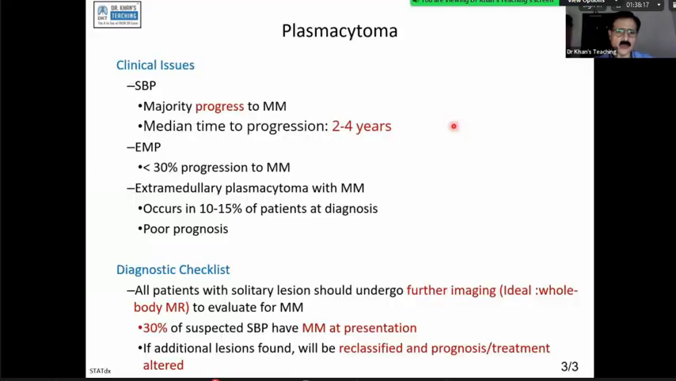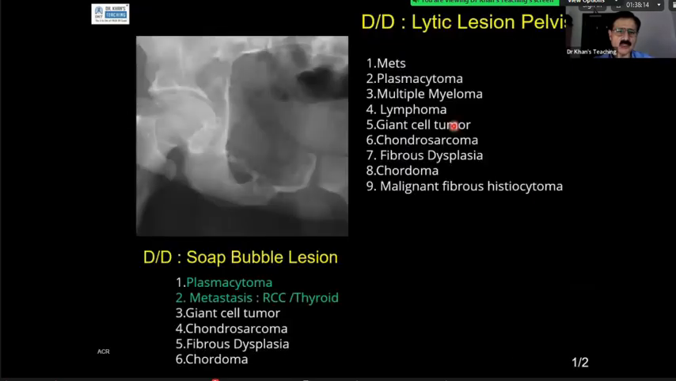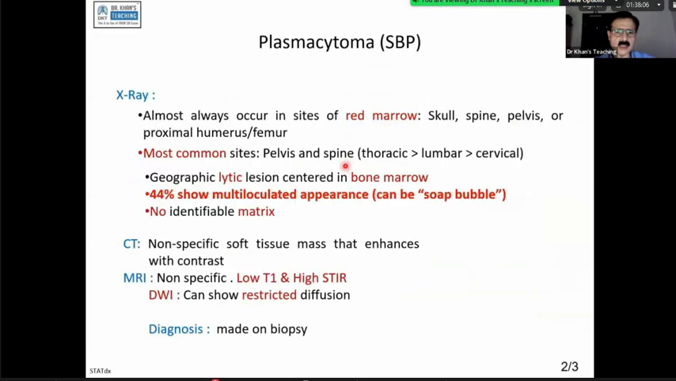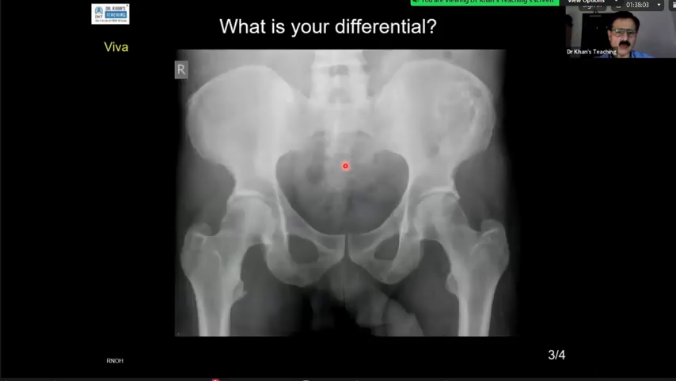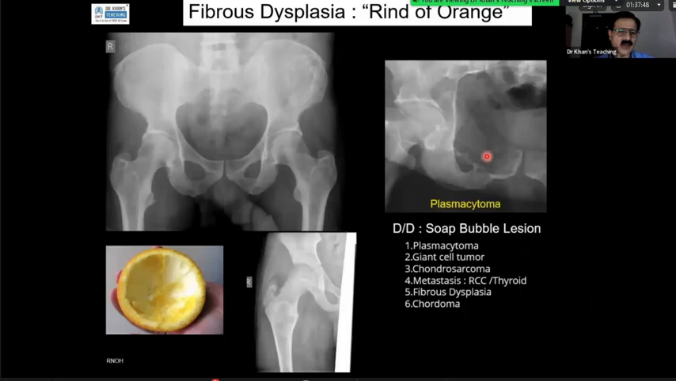Now, let me go back to your original plasmacytoma, which was this one. Now, look at the margin. You see there is no sclerosis there. When there is sclerosis, it means the lesion is not growing. It's taken as a sign of less aggressive lesion, but it's more than that. If you look at this sclerosis, where I am pointing out, it is thick sclerosis. Thick is the word, and this is known as rind of orange appearance. And this is another example where in fibrous dysplasia, this is what it is like.